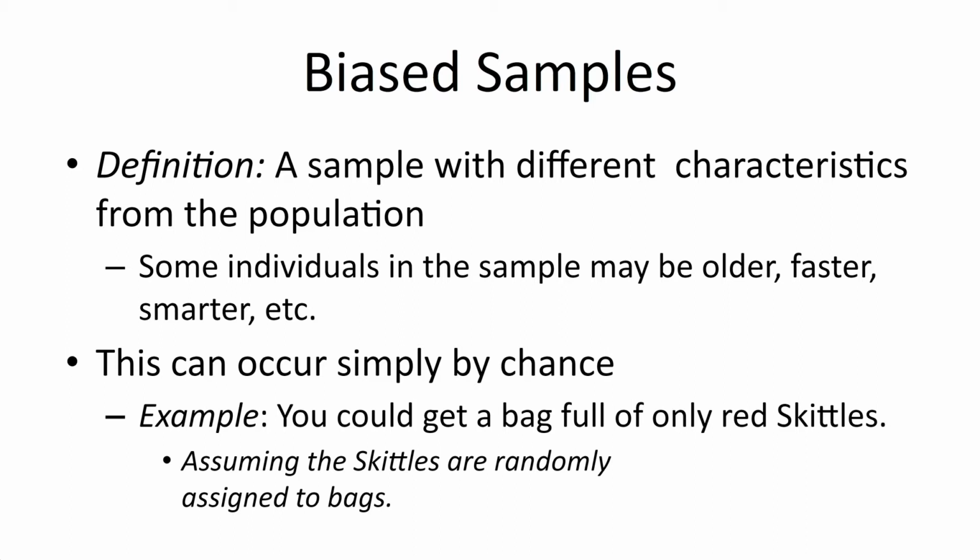The thing about biased samples is if you just take people randomly from the population, you could very easily get one. A biased sample could occur simply by chance. I don't know exactly how they produce Skittles candy, but just imagine this. Imagine in a Skittles factory, they take their empty bags and they just randomly assign Skittles. Like, it could be any color. They just randomly put them in there, right? I doubt that's how they do it, but just work with me here.